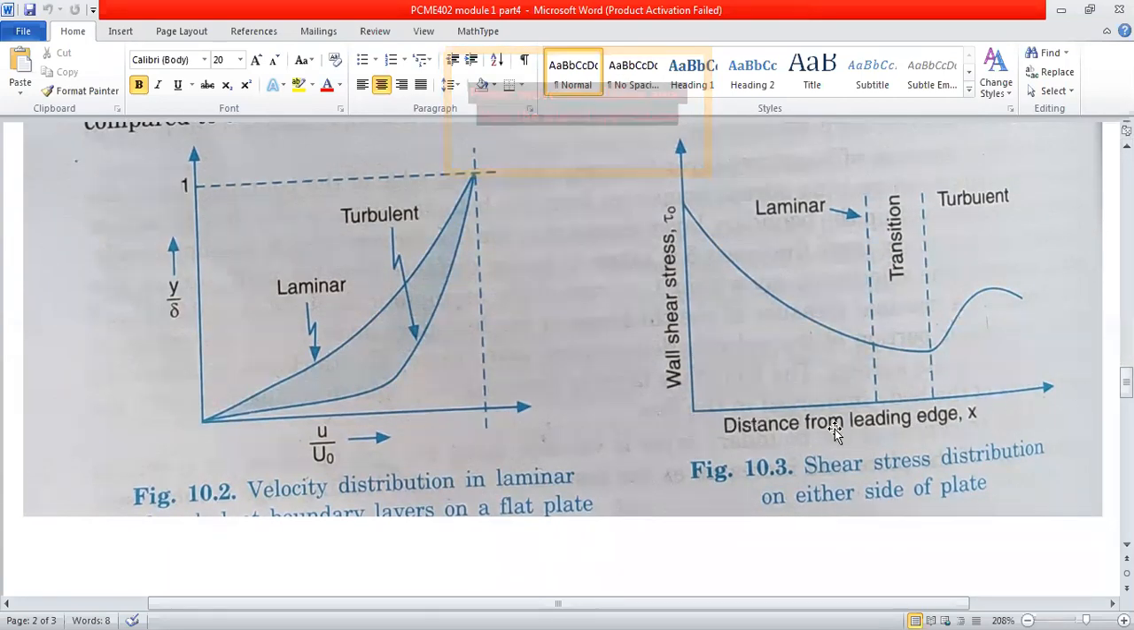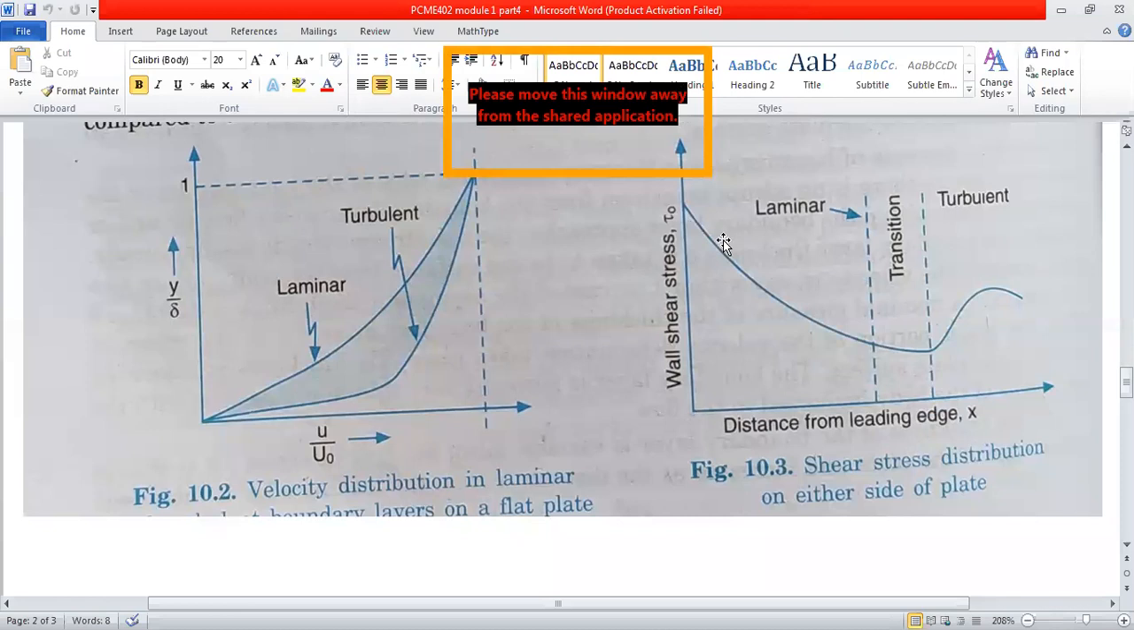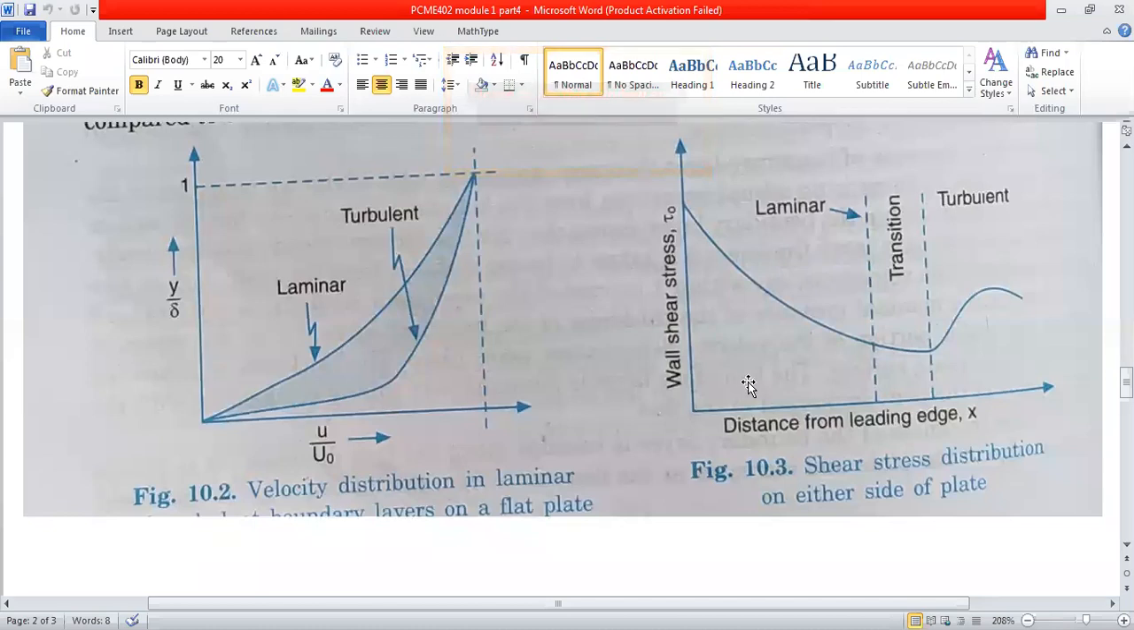And when we draw the curve between the distance from the leading edge, that is x, and the wall shear stress tau 0, we get this type of curve. Okay, in the laminar flow the shear stress is maximum, and in the transition zone the shear stress will be minimum, and after the turbulency the shear stress will increase and gradually decrease.